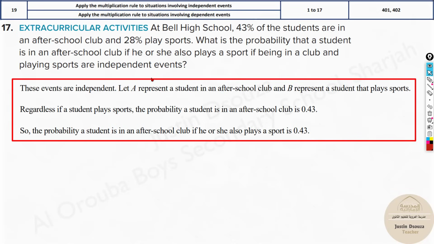Since they have told us it's an independent event, it doesn't matter what the probability of playing a sport is; it's not going to affect the probability of being in the club. They're independent. Basically, the probabilities are not going to affect each other, right? So now, what do we want? The probability that a student is in an after-school club? It's obviously 43%.